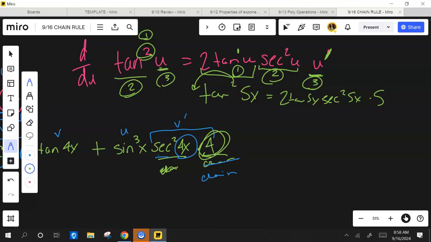The extra 5x. Which one are you looking at? This 5x? This is secant squared of 5x. This argument stays the same all the way through until you take the derivative of it at the very end. That's where I did the power.